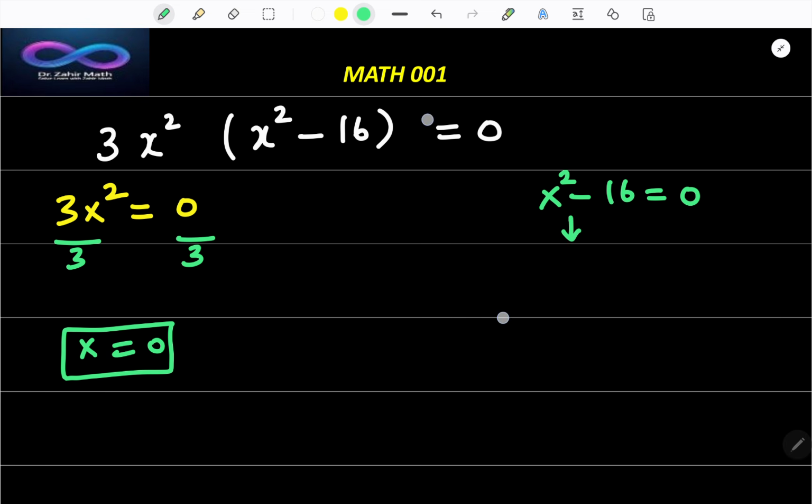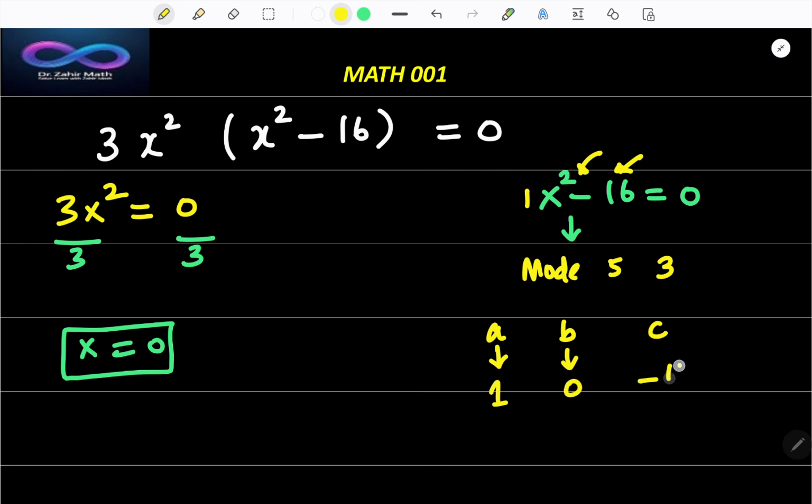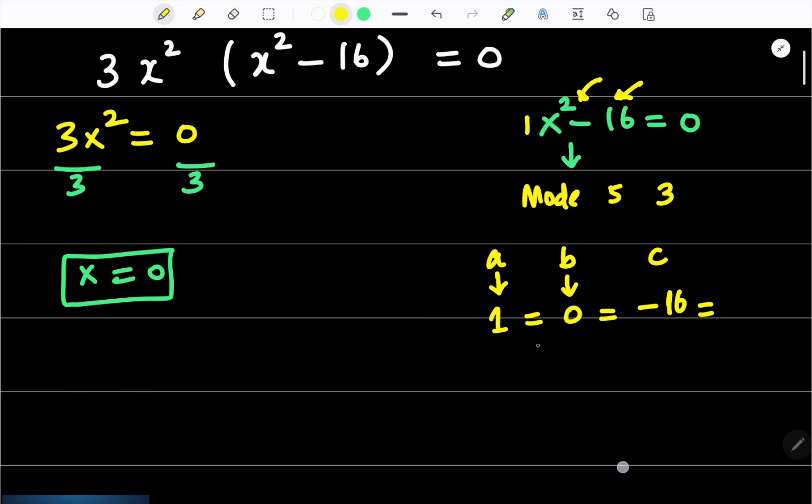Now x square minus 16 equal to 0. So take your calculator. Use mode 5 3. When you use mode 5 3, the screen will ask you A, B, C. A is mu'amal x square, which is 1 here. B is mu'amal x. Is there any x here? No, 0. And C is rakam, minus 16. Press 1 equal, 0 equal, minus 16 equal. And then you will get x1 is equal to 4 and x2 is equal to negative 4. So these are the answers for this question.